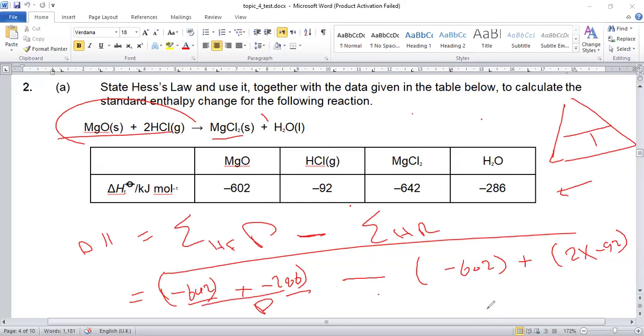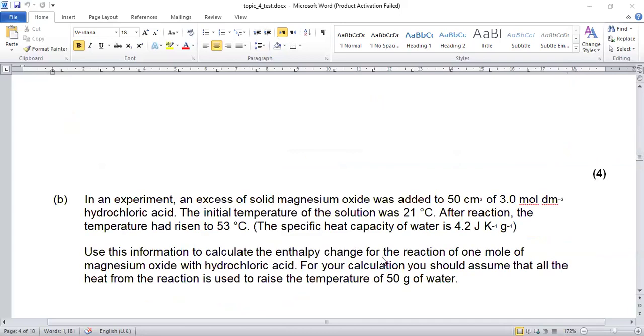I'm calculating it. Minus 510. Okay. Save your answer.